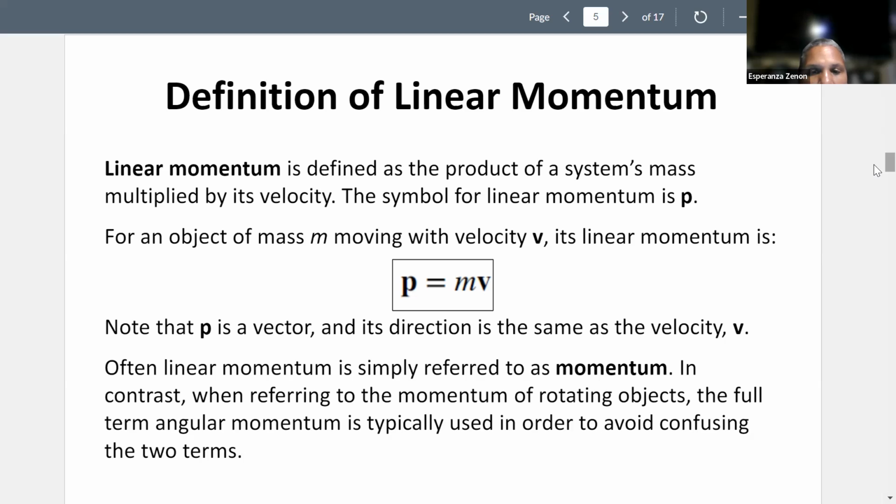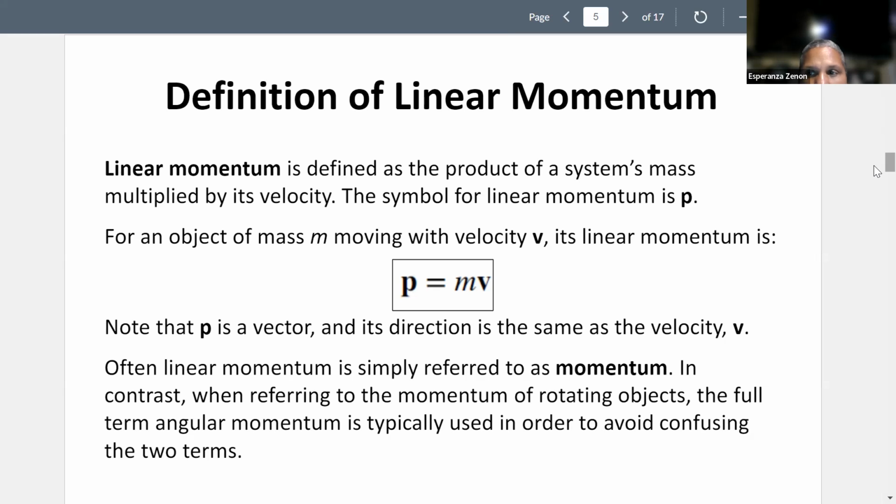Now you have to remember that velocity is a vector, so momentum is a vector. And it means that things like direction are important. Objects that have different directions have different momentum. Even if their mass is the same, even if their speed is the same, if they're pointing in different directions, the momentum is different, okay?